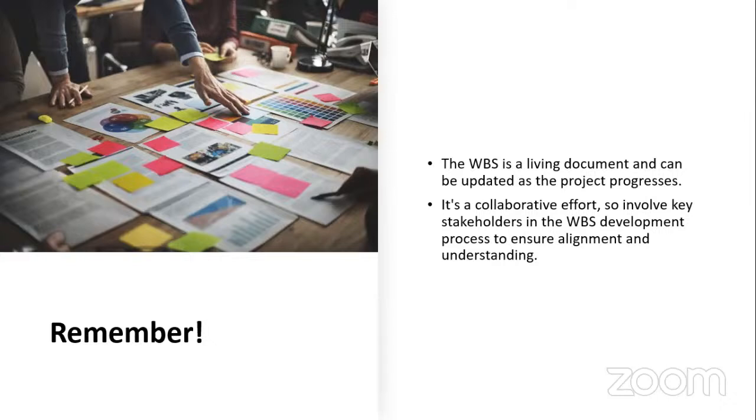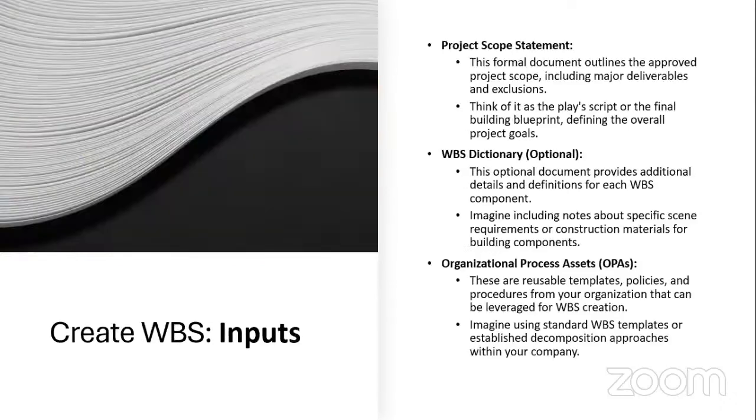Remember, the WBS is a living document and can be updated as the project progresses. It is a collaborative effort, so involve key stakeholders in the WBS creation process to ensure alignment and understanding. Now, what are the inputs? You need your project scope statement. Now that the project is well defined and everybody knows where we're going, we need the project scope statement so that we can break down the project as need be.